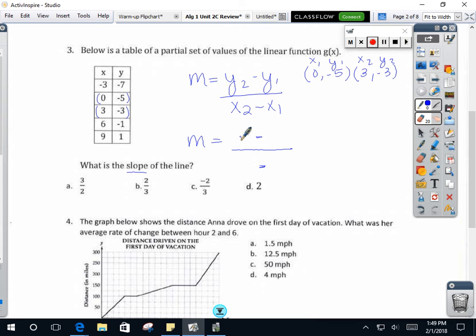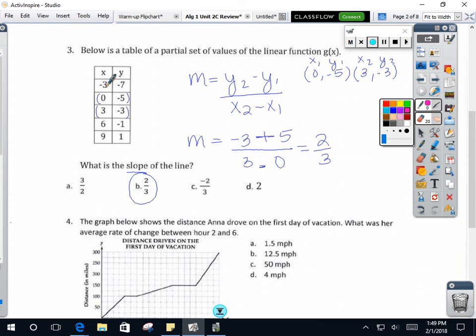What's y2? What's y1? Negative 5, but yes, a minus a negative will become a positive. What's x2? And what's x1? So the numerator becomes negative 3 plus 5, and the denominator becomes 3 minus 0, which is 3, so that's B. Now let me show you another way you could have done this that would even be faster, but only do it this way if you are very confident.